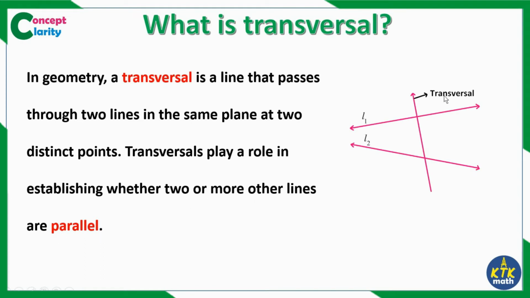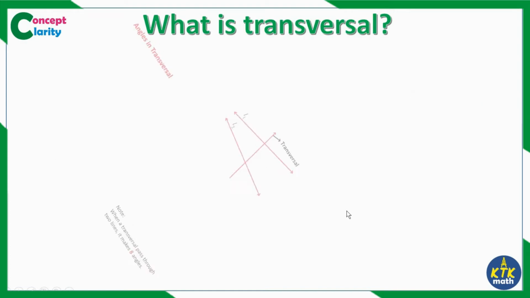You just observe this diagram over here. Here, this transversal line passes through L1 and L2. The line which is mentioned as transversal meets L1 and L2 in two different points. So these points are called intersecting points, as we know, and the line which intersects L1 and L2 is called the transversal line. In the definition they mention two lines, but a transversal can intersect more than two lines also.